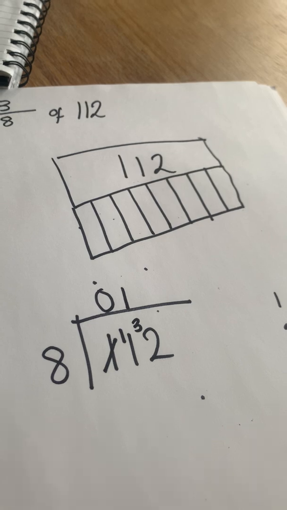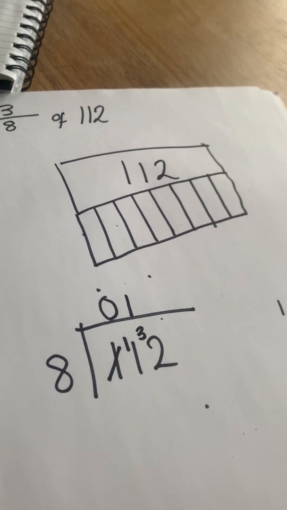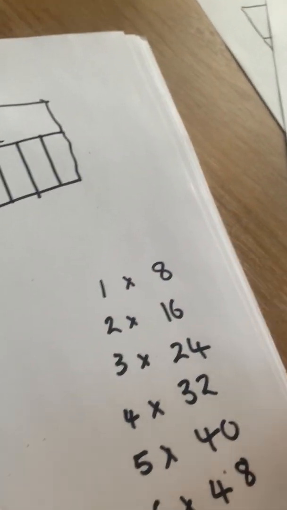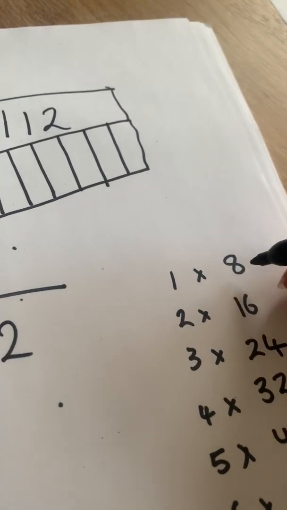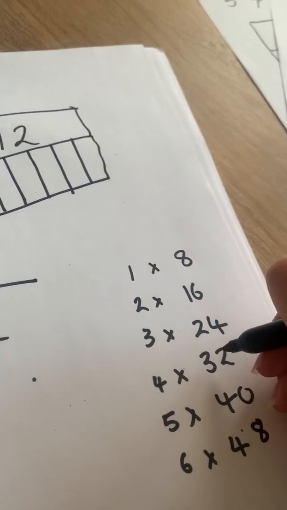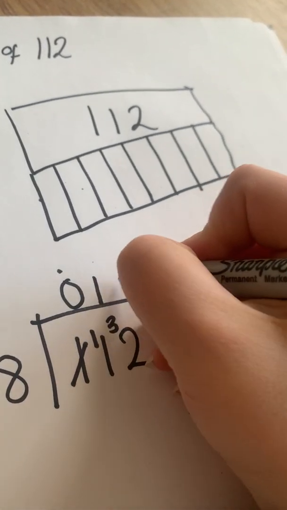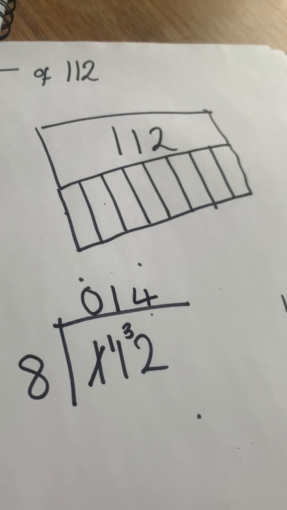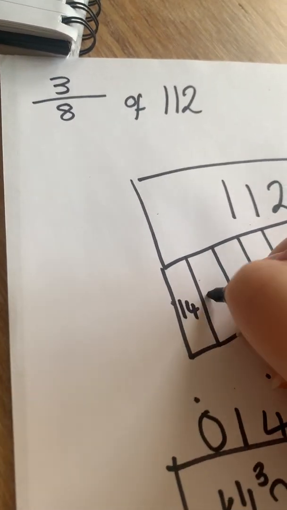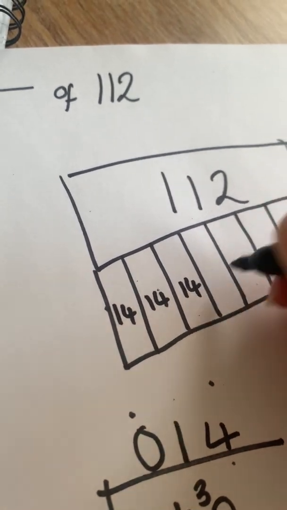So now I've got 32 for the last box. So I want to work out how many 8s go into 32. Look over to the side. 1, 2, 3, 4. 4 lots of 8 make 32. So here I'm going to make this a 4. So my answer is 14. So in each of these boxes again, I'm going to write the number 14.